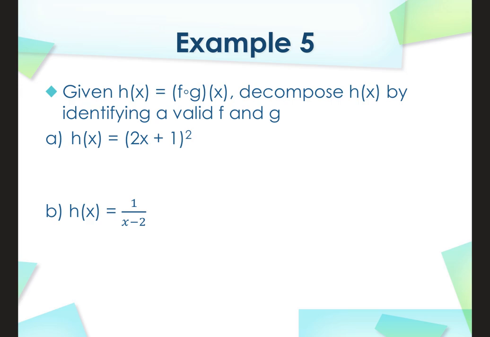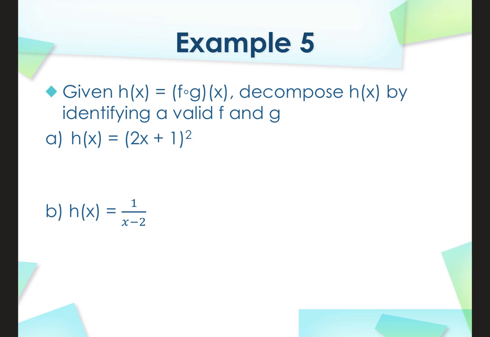All right, example 5 says given h of x equals f of g of x, decompose h of x by identifying a valid f and g. So we are working the other way around. What they're giving you is a composite function, and you have to break it down into two functions where if I plugged one into the other, I would get this as the answer. We're working backwards. So can there be multiple? There can be multiple answers, yep.